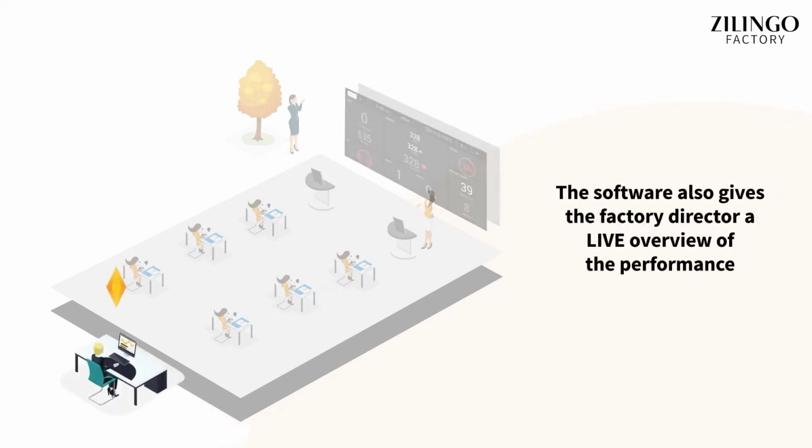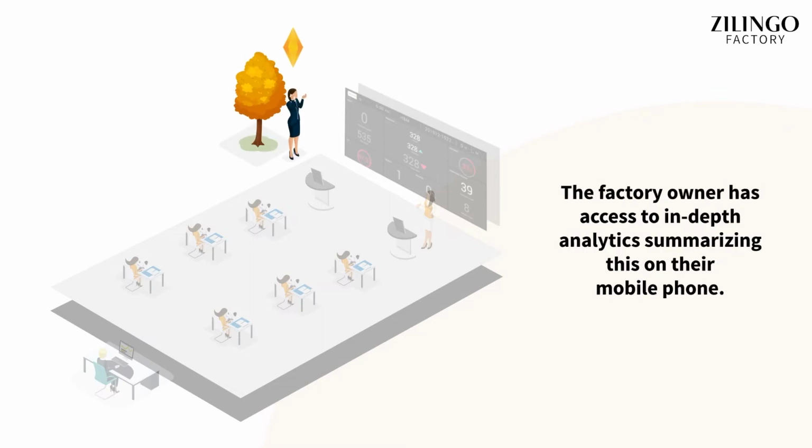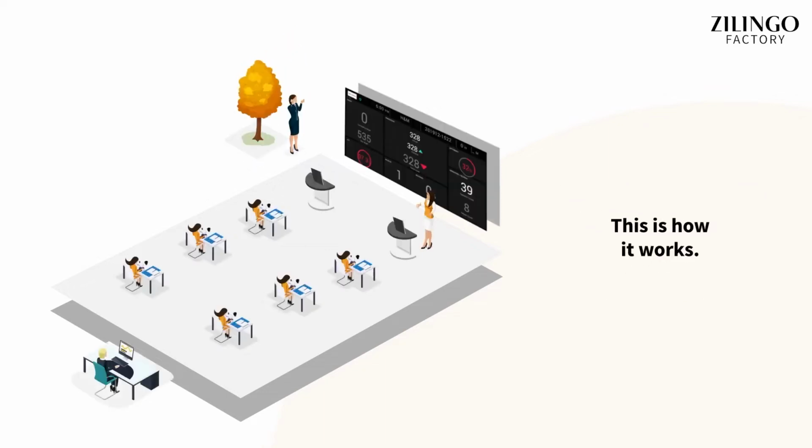The software also gives the factory director a live overview of the performance. And that's not it. The factory owner has access to in-depth analytics, summarizing this on their mobile phone. Amazing, isn't it? This is how it works.